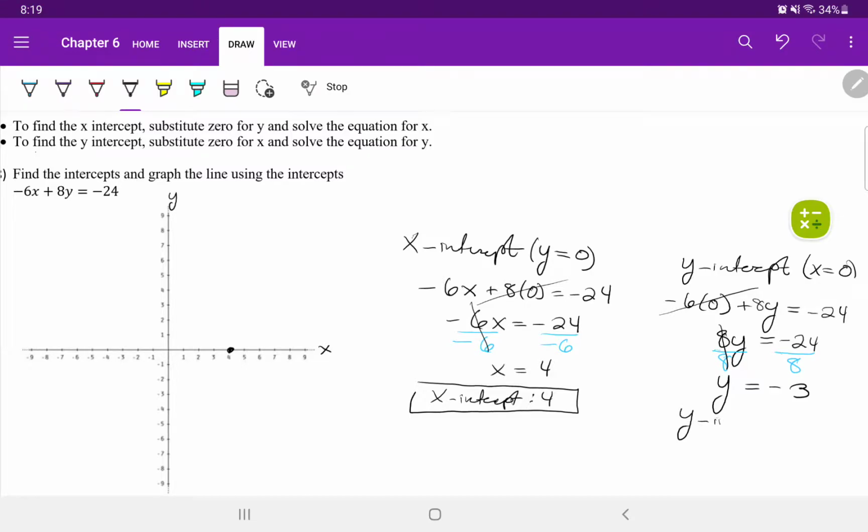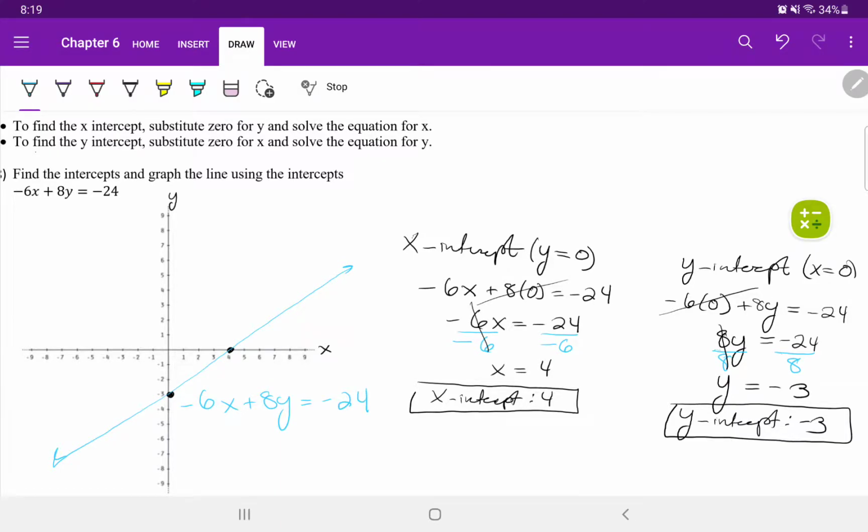The y-intercept is negative 3. So on the y-axis, I'm going to place a coordinate at negative 3. And now I'm going to graph the line. Negative 6x plus 8y equals negative 24. I found my x and y intercepts, and I used them to graph the line.